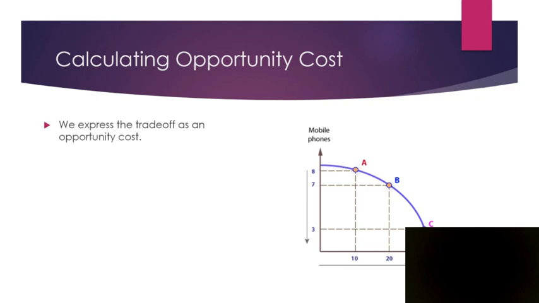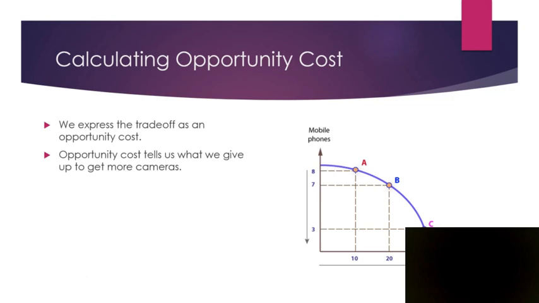Well, we just showed in the previous slide that we have a trade-off, right? As we go from A to B, we gained cameras, we gave up phones. We have this idea of a trade-off. There's a trade-off in going from A to B. So we have an opportunity cost. Now that opportunity cost tells us what we give up to get more cameras.